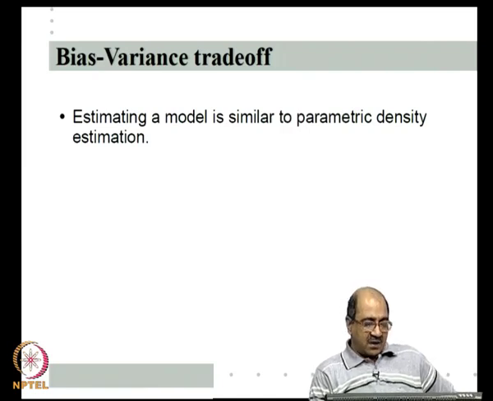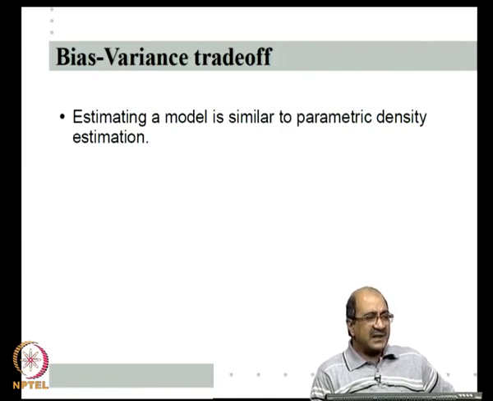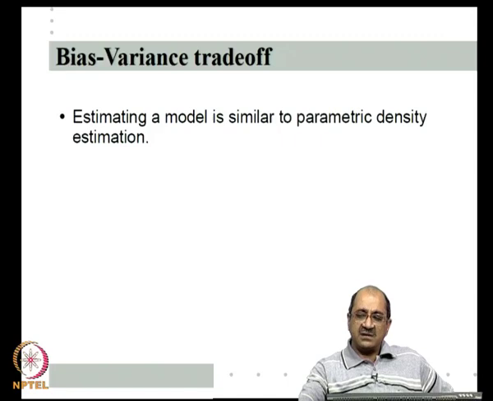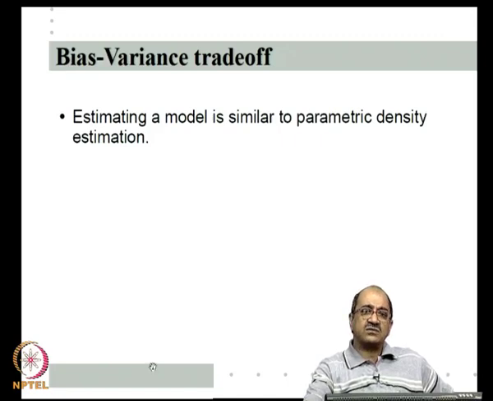Now, some generic issues about what this model selection means. This is often seen, and there are many different ways of seeing it. In this class, we will consider only one, which is called the bias-variance tradeoff.